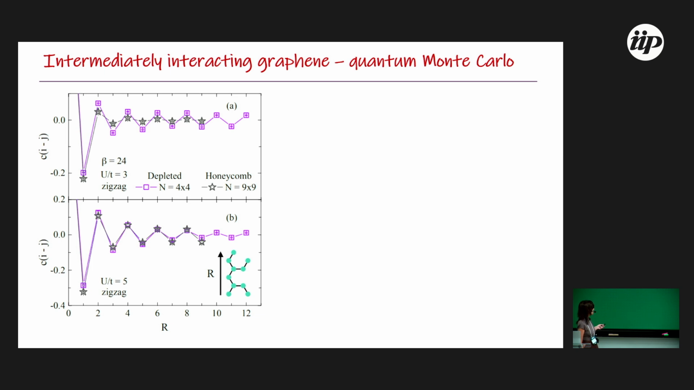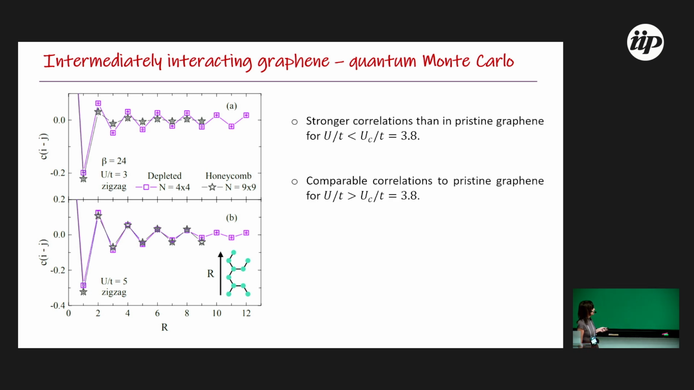So, correlation as a function of distance. This upper picture here shows that for U smaller than the critical value of pristine graphene, the depleted lattice, which is the purple result here, shows a much stronger correlation than pristine graphene, which is the honeycomb lattice here. But if you go to the regime where U is larger than the critical value for pristine graphene, they become comparable.